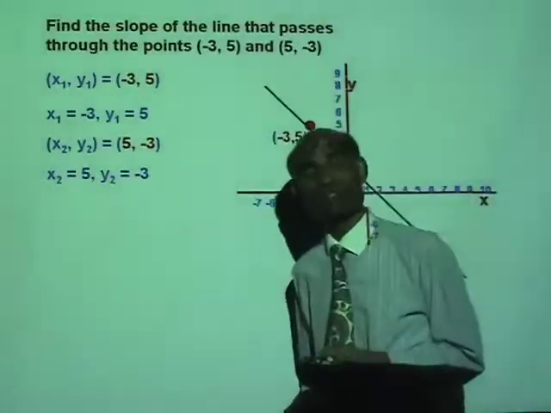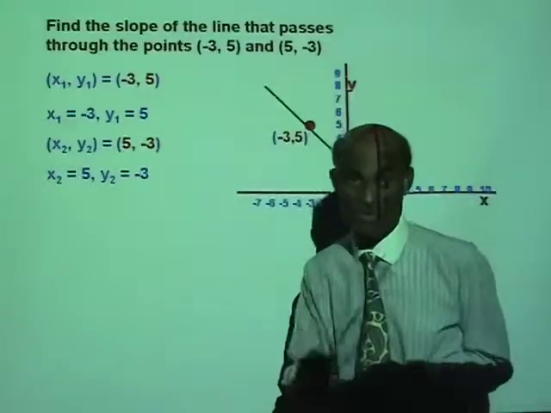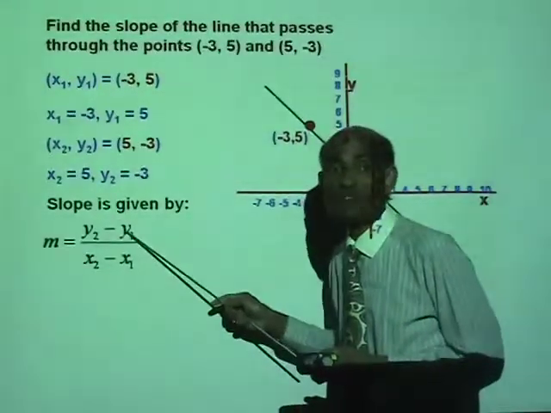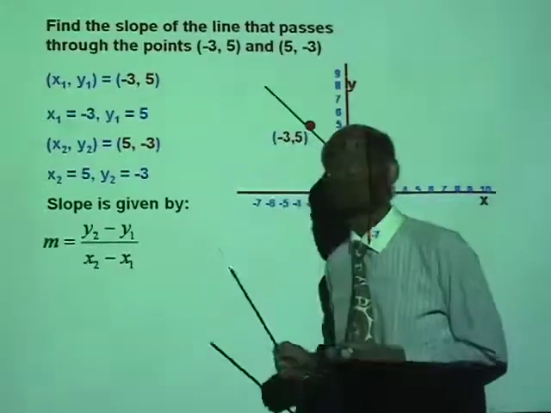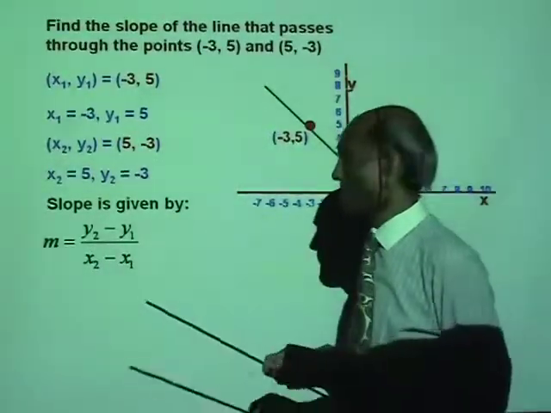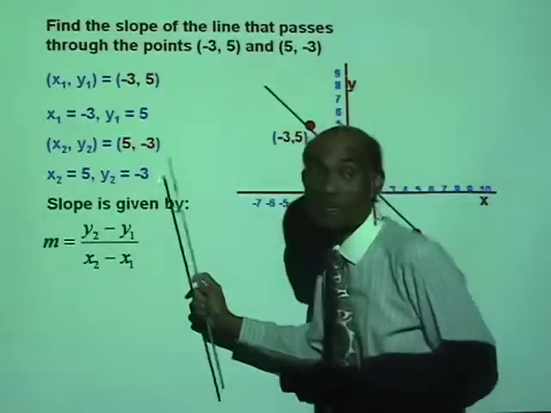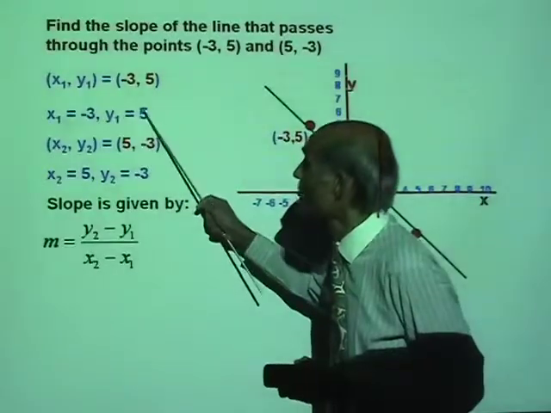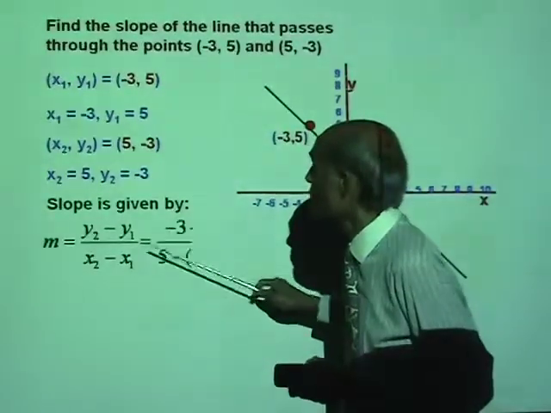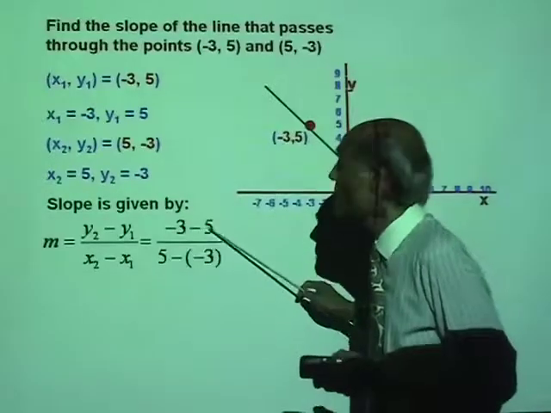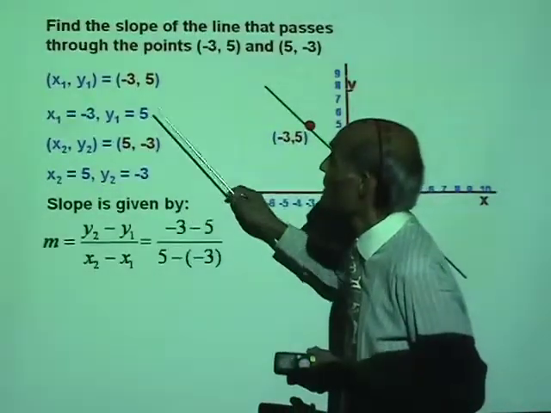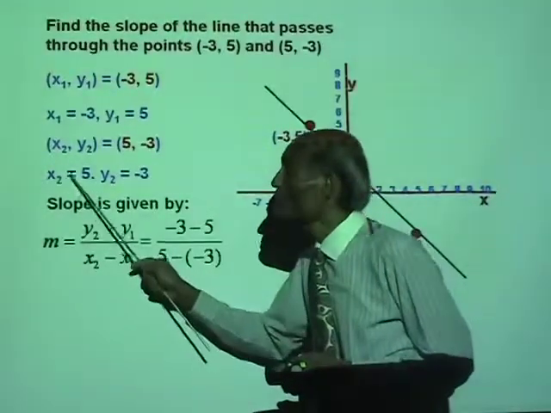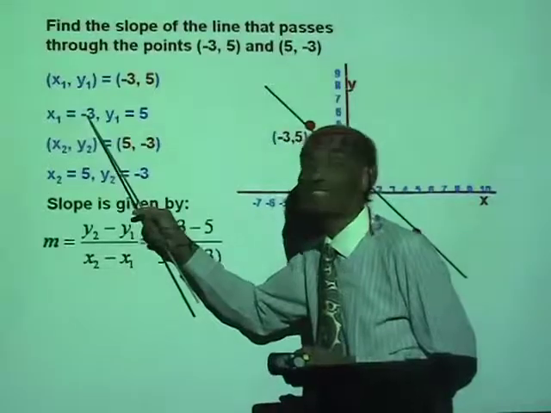Alright, what is the equation of the slope? You know the equation, don't you? Slope m equal to y2 minus y1 over x2 minus x1. And y2 is -3. Be very careful here. y2 is -3, y1 is 5. So y2 minus y1 is -3 minus 5. And x2 minus x1. x2 is 5. x1 is -3.